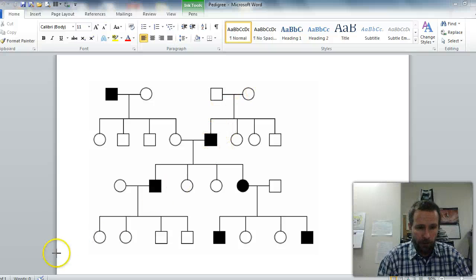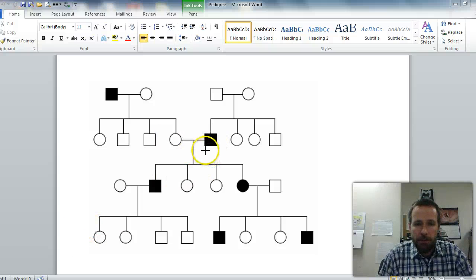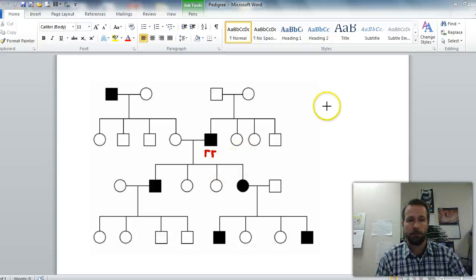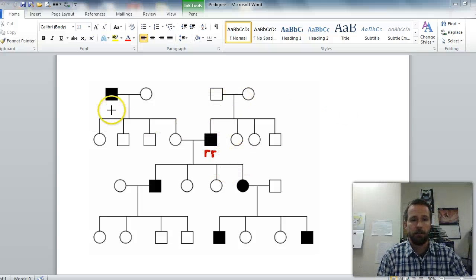Therefore, right off the bat we know that this child right here, this individual, is little r, little r. We know that because we just found out it's a recessive trait. We'll just keep filling in here. Little r here, little r here, so on and so forth.